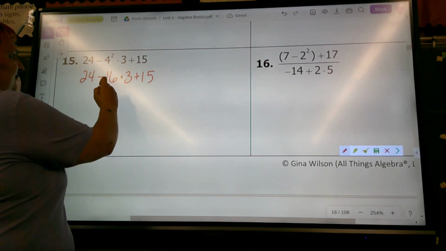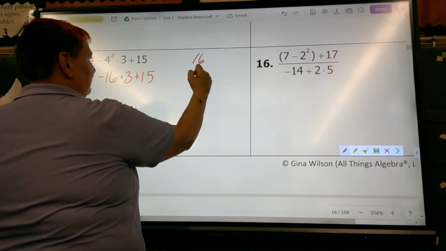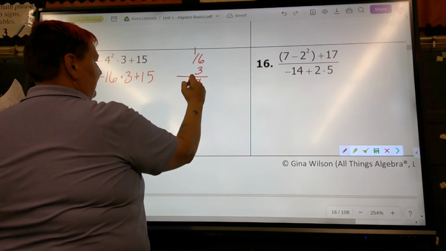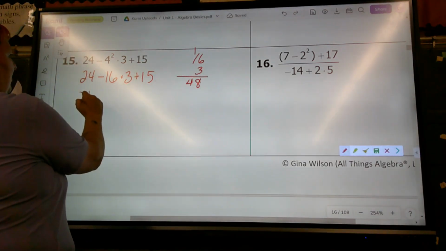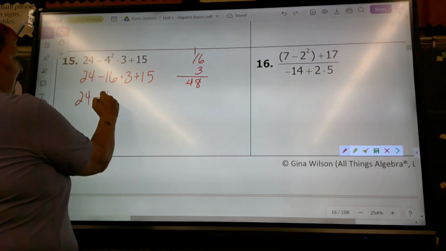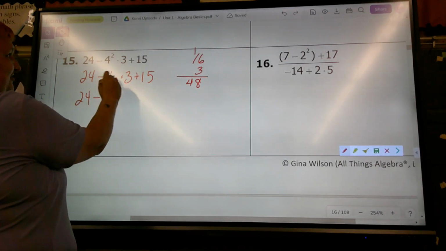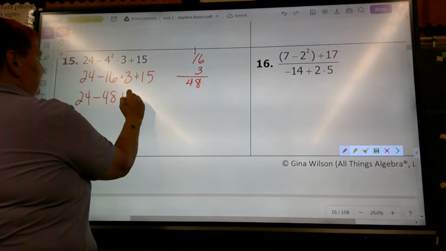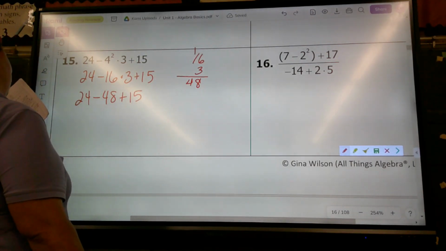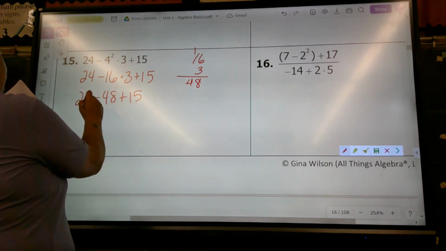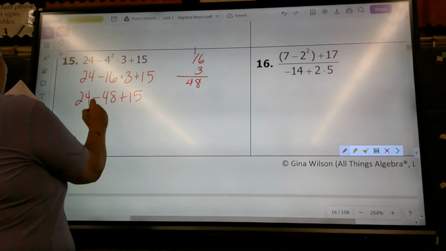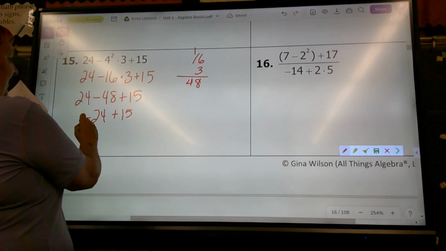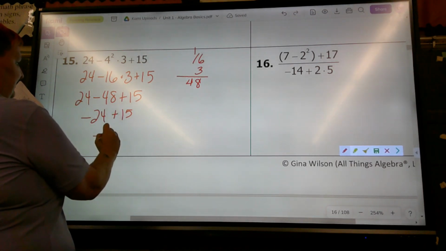Multiplication next. 16 times 3. 6 times 3 is 18. 48. So 24 minus 48. This is why we needed to practice with our integers so that we know this was negative. Plus 15 because it changes the answer quite drastically. Alright, 24 minus 48 gives me negative 24 plus 15. Negative 24 plus 15 gives me negative 9.